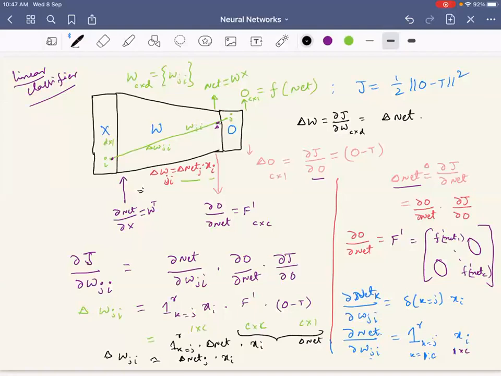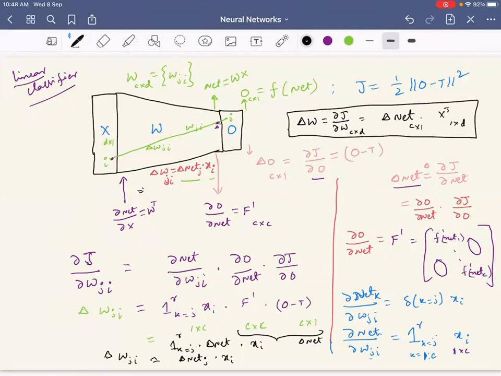Right. So now, see, what should I write? The delta W matrix is C cross D. Delta net is C cross 1. And X is what? D cross 1. So how do I formulate delta W? Even leaving aside the other things, just looking at the dimensions of the matrices, how should we write X here? X transpose. Delta net into X transpose. That's all. So this is how delta W will be.